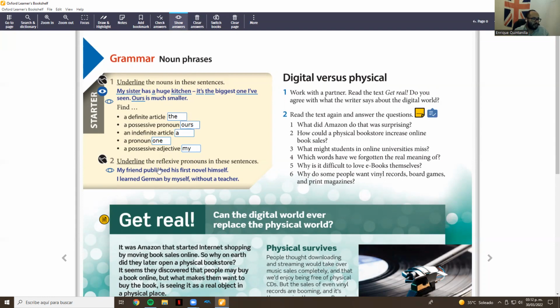And then we have another sentence. It says, my friend published his first novel himself. I learned German by myself. Underline the reflexive pronouns. That means that when you do it yourself, when you do your things on your own, it's a reflexive pronoun.